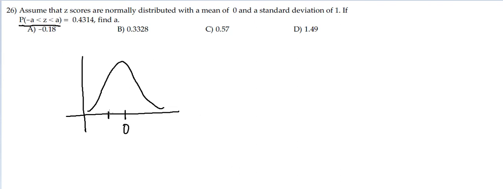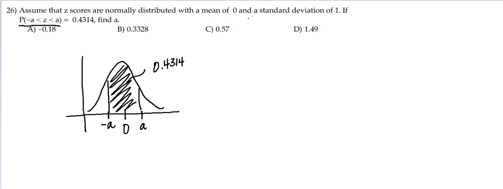So in other words, from some negative a over here to that same distance, whatever that is, over to here, they're telling us that that area in there is 0.4314. All right, so that's kind of the start of it.